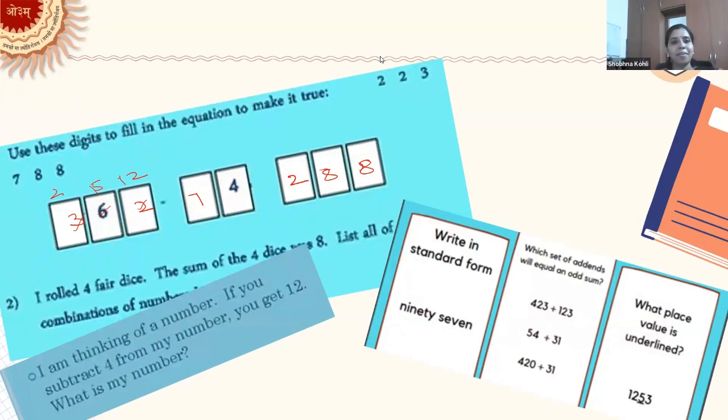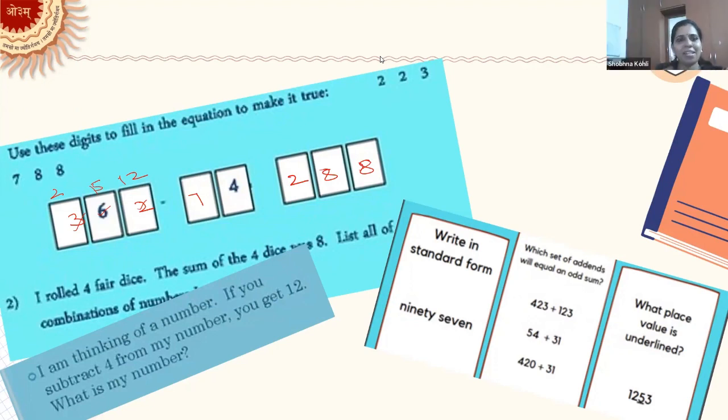Again, the next question. Sundari ma'am. Which set of addends will equal an odd sum? Yes, ma'am. Which set of addends will equal an odd sum? Again, the word is addend.